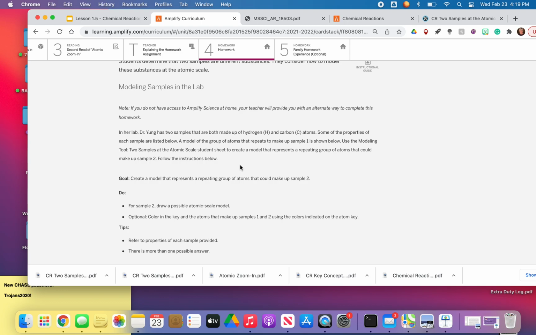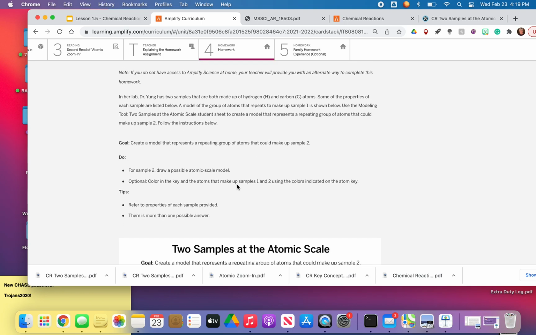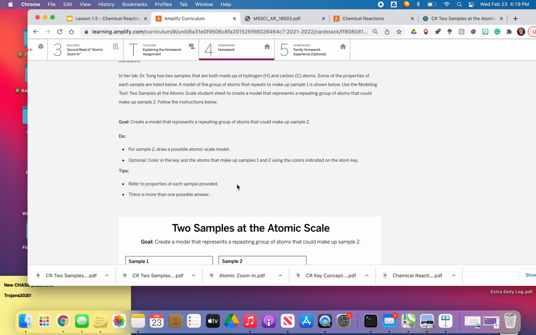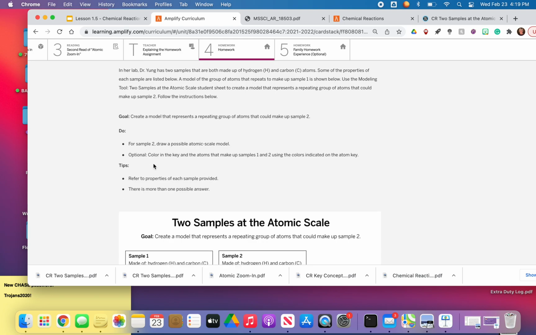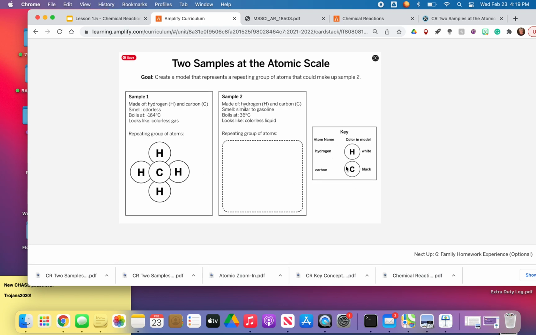Here's the thing. We don't know what that looks like. There could be, and there really are literally a dozen different ways you can do this. There's no technically right answer, only that you have to use hydrogen and carbon. So let's follow the instructions. It says draw a possible atomic scale model for sample number 2. And I want you to go ahead and use this coloring tool. So before you start drawing your sample here, let's check this out.